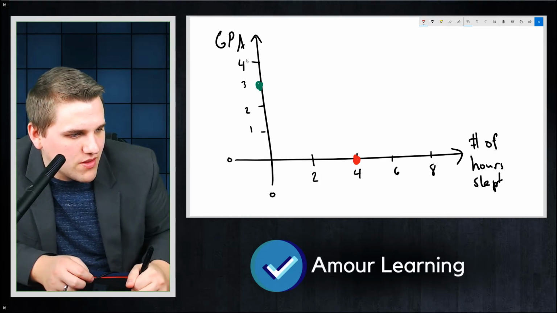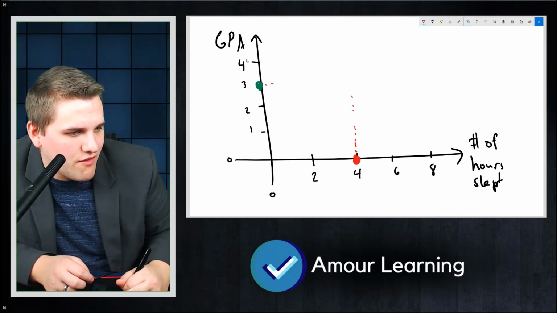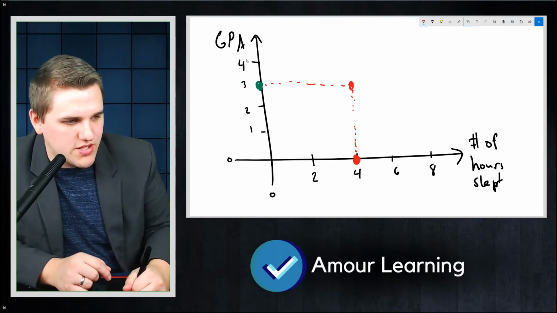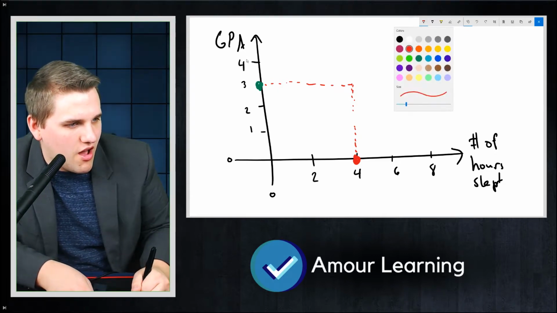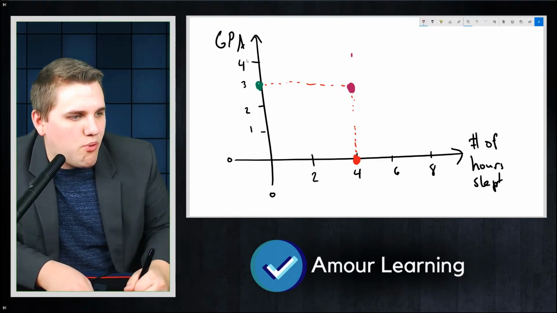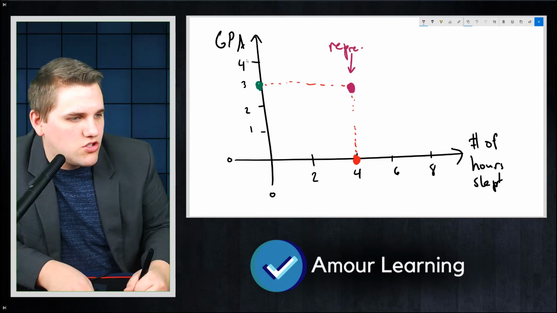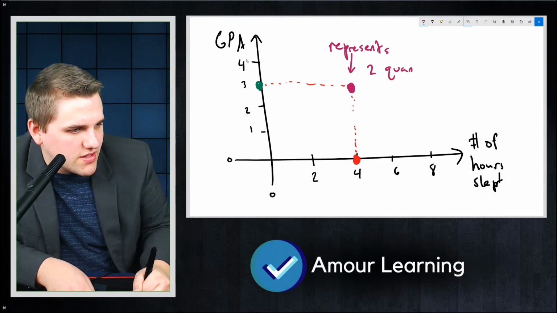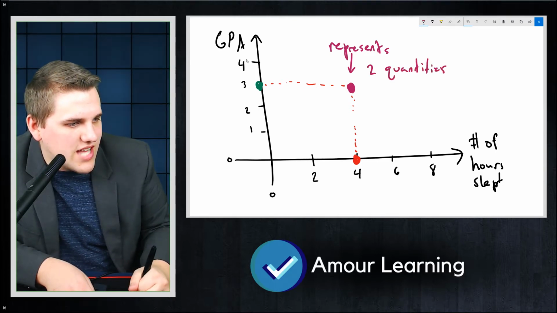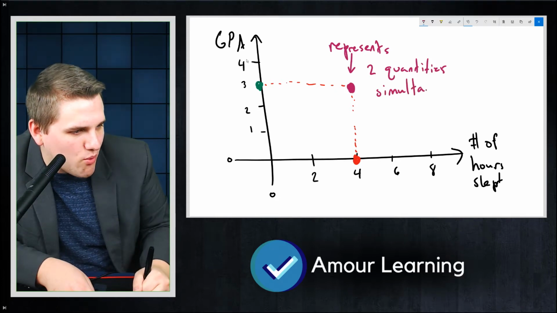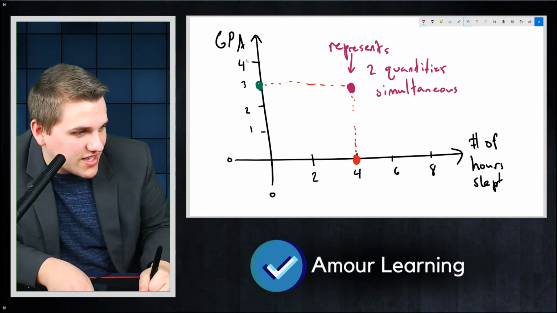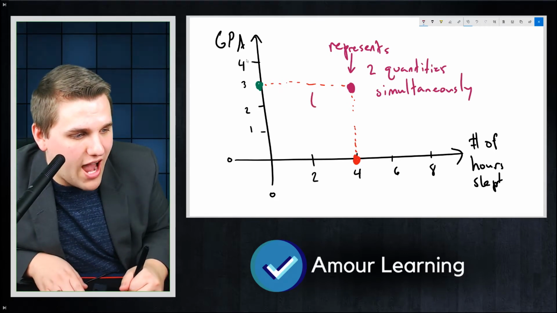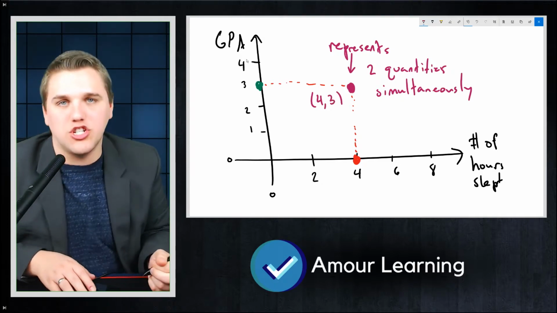And that is the intersection of the horizontal and vertical lines from these points, which is right here. And let me use a different color. I'll use purple. So this point right here represents two quantities simultaneously. Really important to know that. Simultaneously. I think that's spelled right. So this point represents both 4 hours and 3 as your GPA.